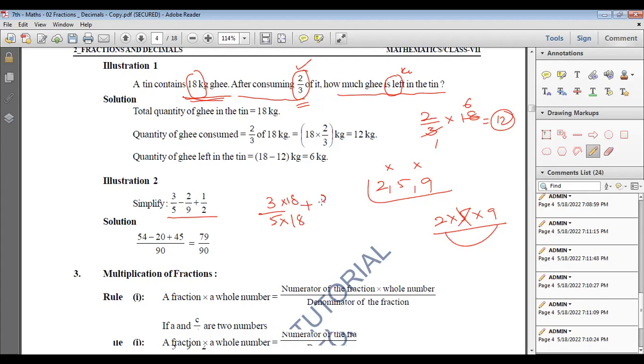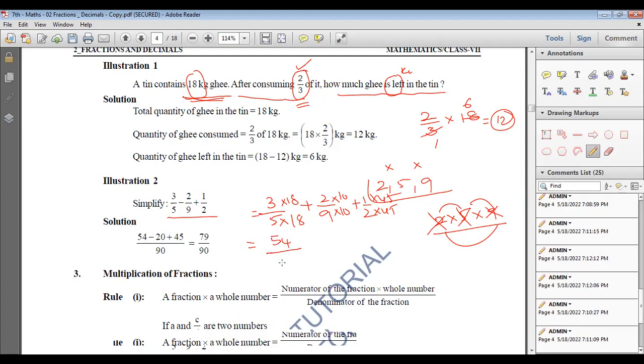Coming to the second fraction, 2 by 9. You just leave 9 and multiply the rest, 2 into 10. Next, 1 by 2. You just leave this 2 and multiply 9 fives are 45. Very simple technique you can use. 18 thrice, how much, children?